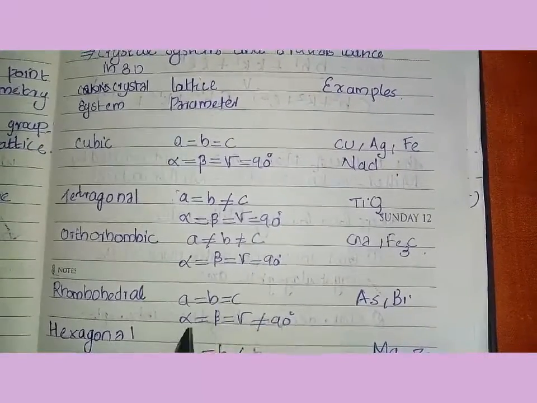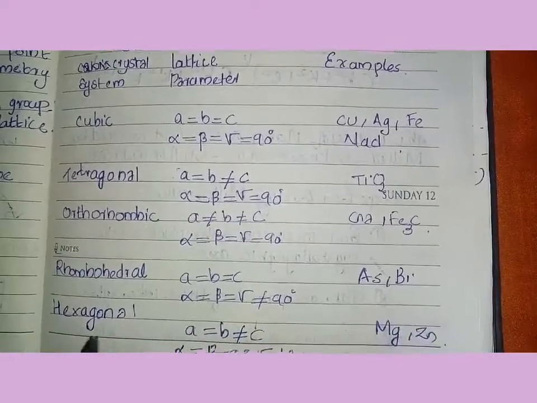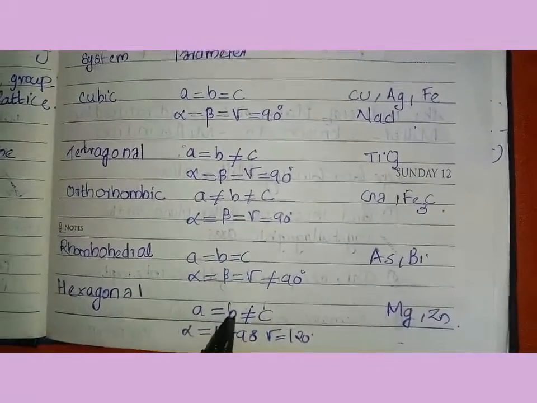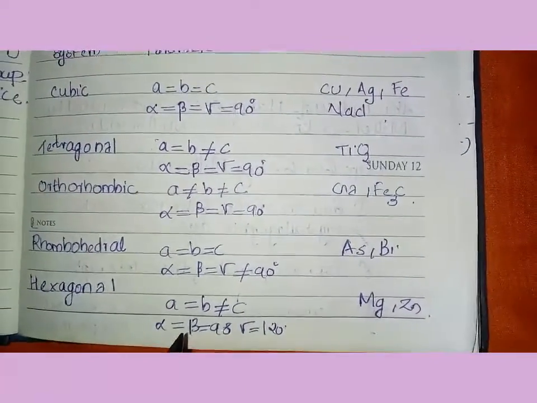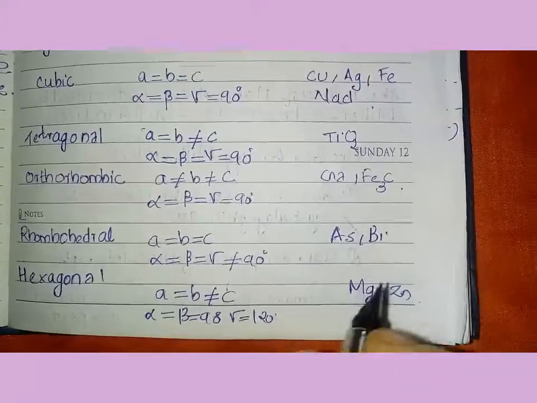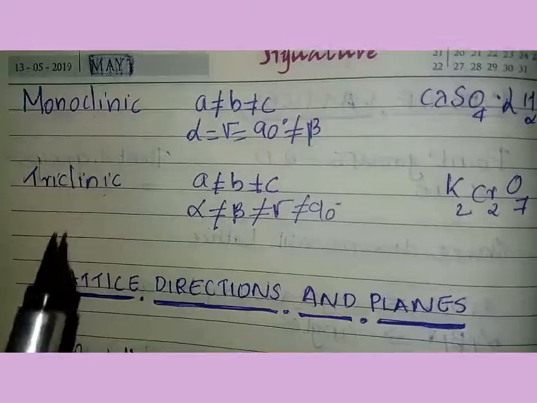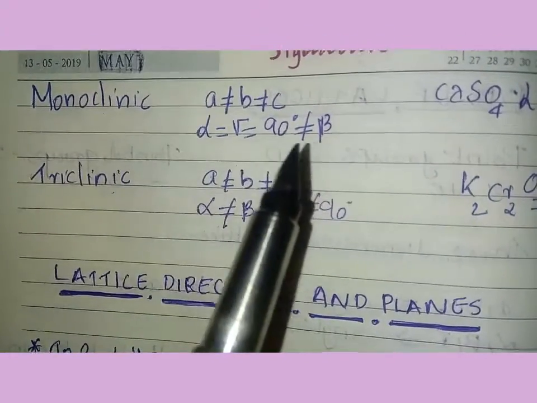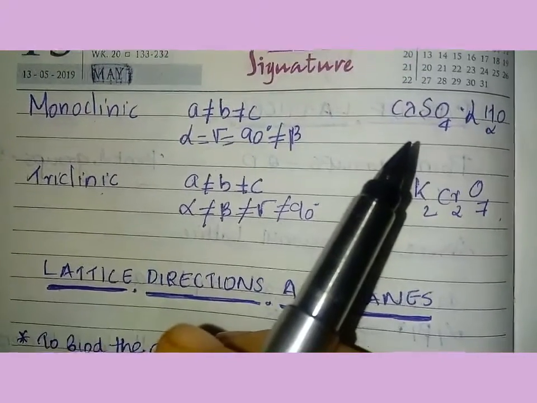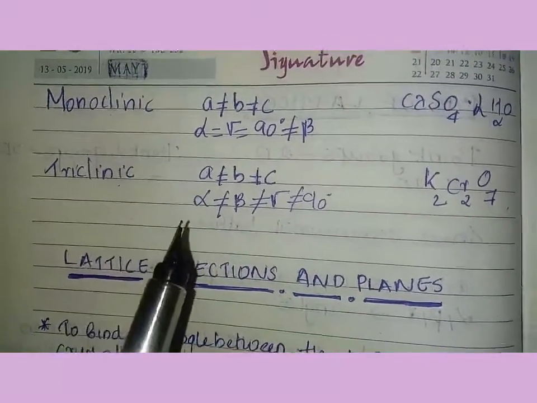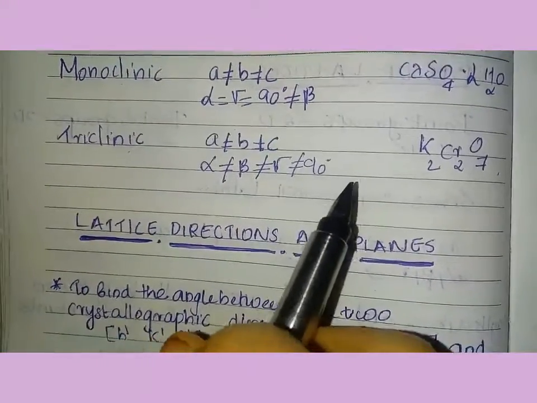Rhombohedral: a equal to b equal to c, alpha equal to beta equal to gamma not equal to 90 degrees. Example: AsBi. Hexagonal: a equal to b not equal to c, alpha equal to beta equal to 90 degrees, gamma equal to 120 degrees. Examples: magnesium and zinc. Monoclinic: a not equal to b not equal to c, alpha equal to gamma equal to 90 degrees, not equal to beta. Example: CaSO4·2H2O. Triclinic: a not equal to b not equal to c, alpha not equal to beta not equal to gamma not equal to 90 degrees. Example: K2Cr2O7.